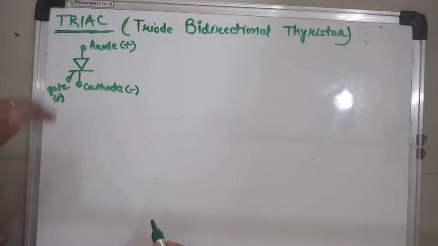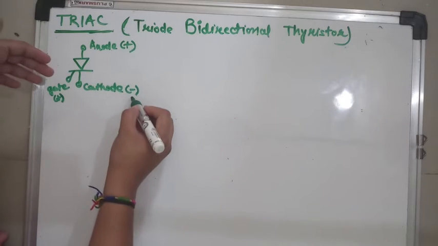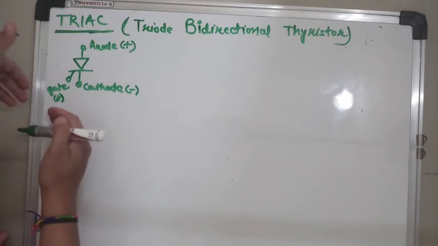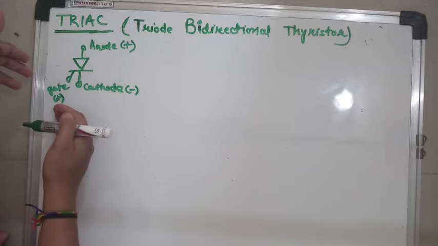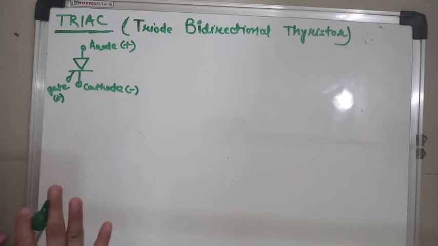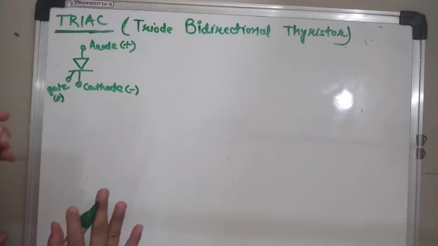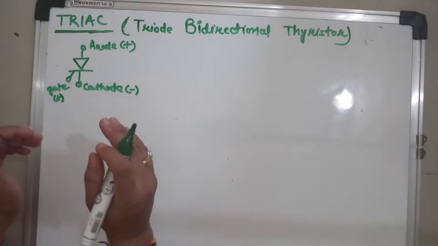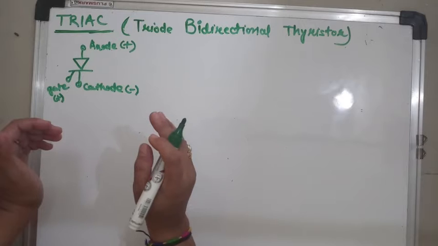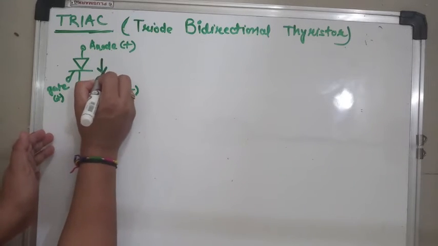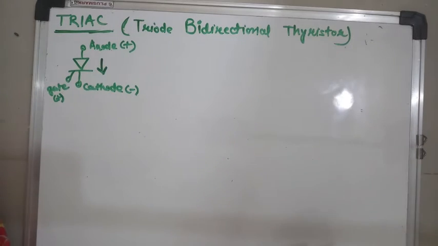When the anode is negative with respect to the cathode, or the anode is positive and a negative gate pulse is given, the SCR remains off and doesn't allow the flow of current through it. So the SCR is a unidirectional device. Unidirectional means current can flow only in one direction, from anode to cathode.